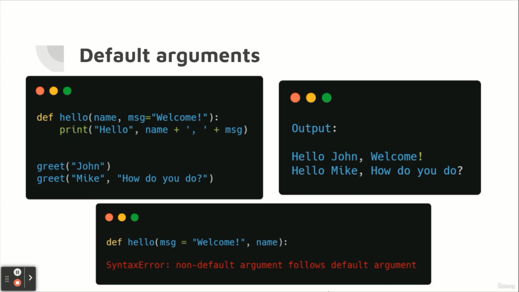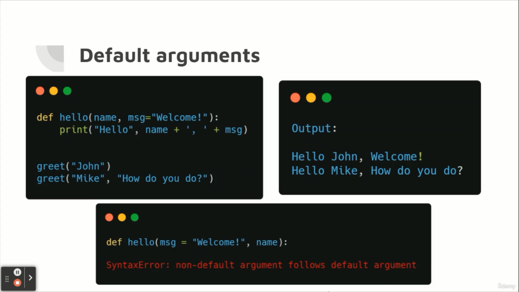Here is example. In this function, the parameter name doesn't have default value, and it's mandatory during a call. On the other hand, parameter message has default value, so it's optional during a call. If value is provided, it will override the default value.